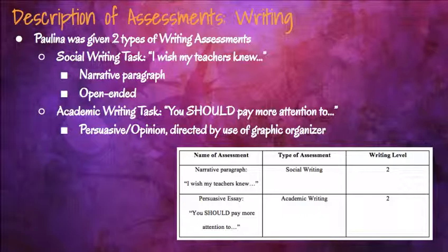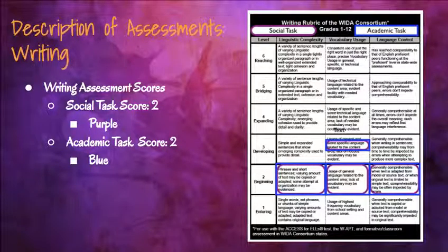Please go ahead and take a moment to look at the scoring that she received in this area. In this area, Paulina did score a 2 in social writing and a 2 in academic writing. And I'm going to go over just why. So here you'll see the rubric of the WIDA Consortium. This is grades 1 through 12, and as you know, Paulina is at 3rd grade level.